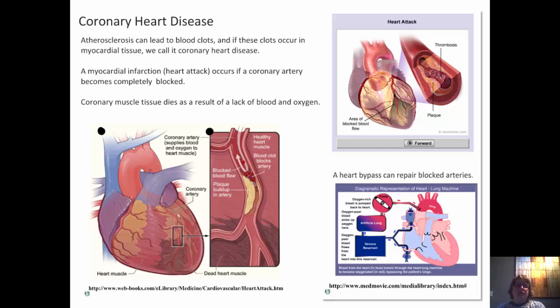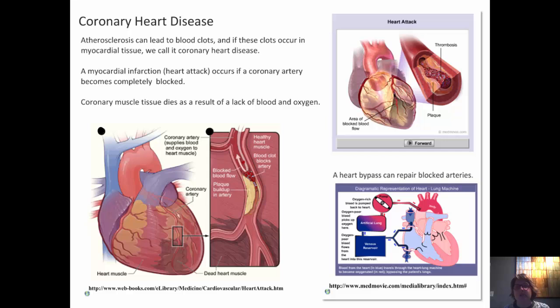All right, so we have talked about the heart in the last lecture, and an issue now that we're talking about blood clotting is coronary heart disease. That is also called atherosclerosis, and this can lead to blood clots. If these clots occur in the myocardial tissue or the heart, we call it coronary heart disease, and a heart attack, also known as a myocardial infarction. If you watch any medical shows, that is the terminology they use, or if you're at the hospital for a heart attack, that occurs if a coronary artery becomes completely blocked.